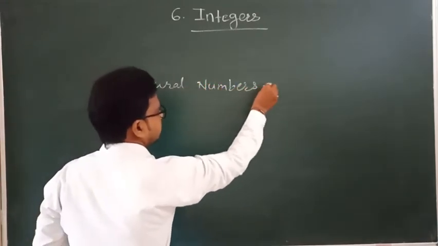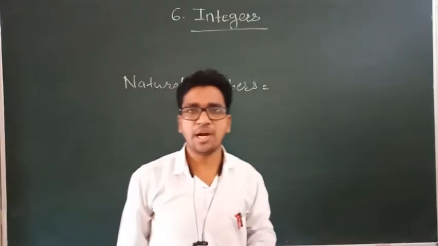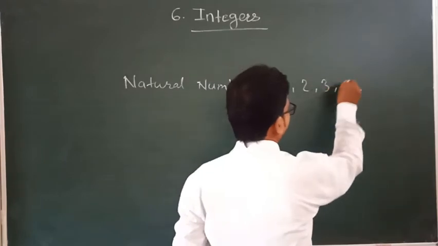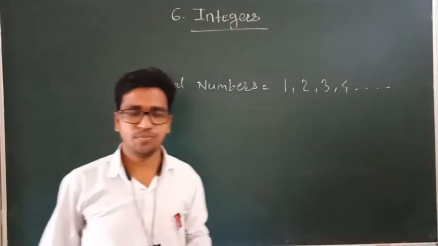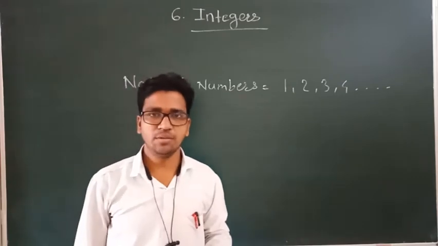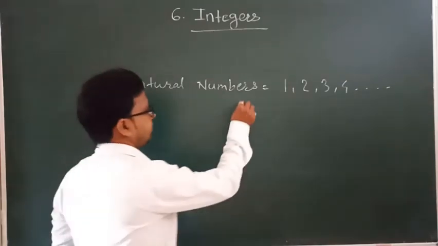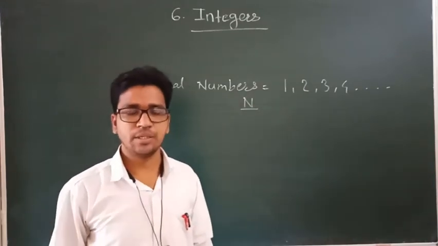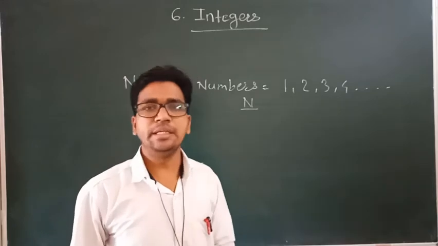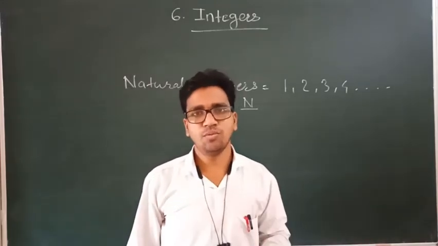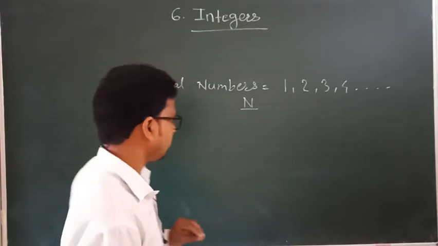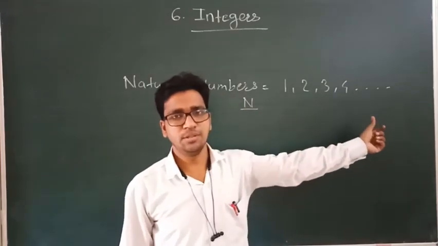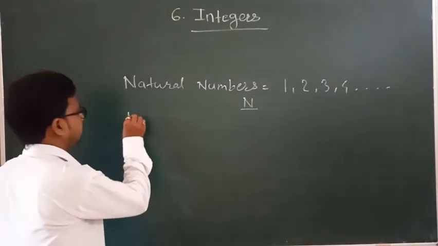Natural numbers actually start with 1. Okay. 1, 2, 3, 4 and so on. So it is a natural number. We denote natural numbers with the symbol N. Then after that, in India, 0 was discovered. Okay. So when we add 0 to the natural numbers, we get the whole numbers.